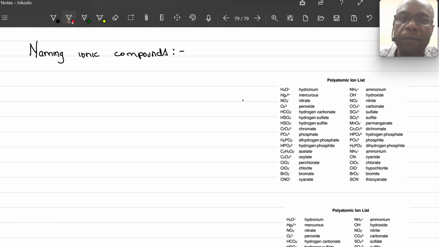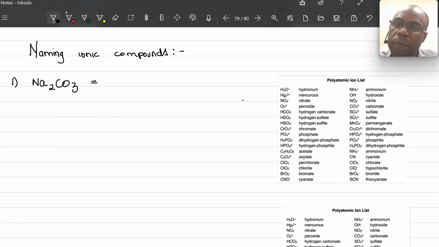Let me show you some worked examples of naming ionic compounds. Suppose you are asked to name this compound. What would be the name of it? I can do this by cutting the compound into two, because I see I have a polyatomic ion and I see I have a metal. This 2 tells me I have two sodiums.